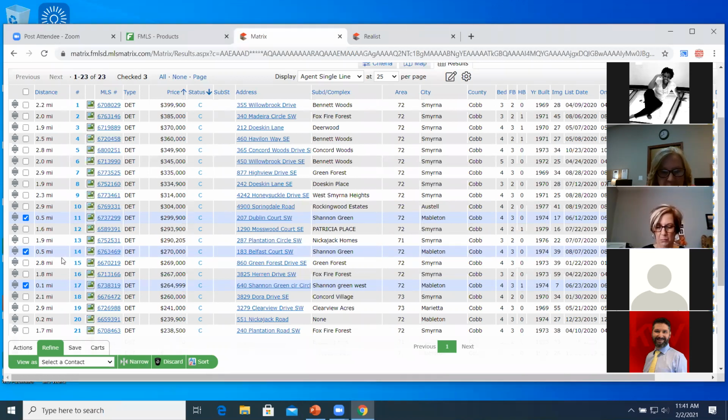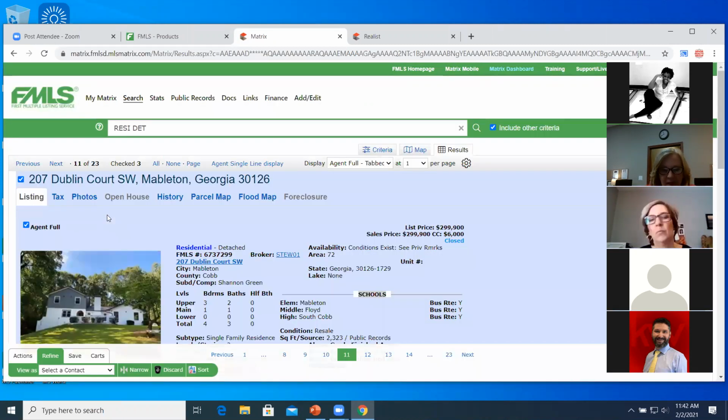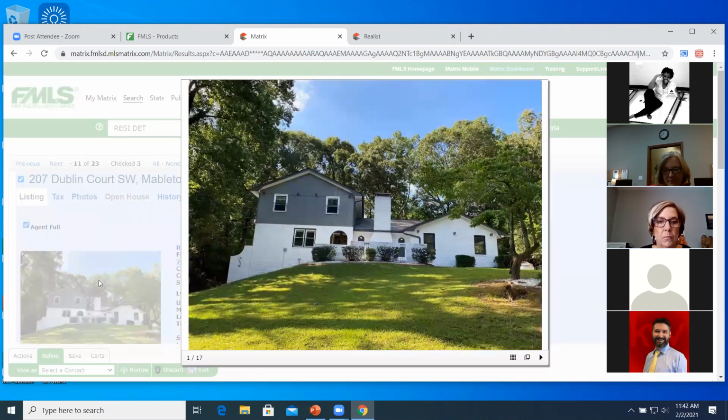So let's take a look at the one that's 299. See what it looks like. Well, that's kind of weird looking like ours is, isn't it? All right, let's open it up. I mean, they're kind of similar. The other one, ours is framed. This looks like a stucco in frame.